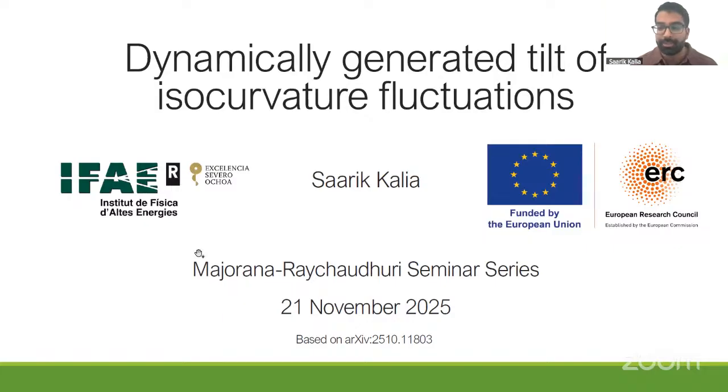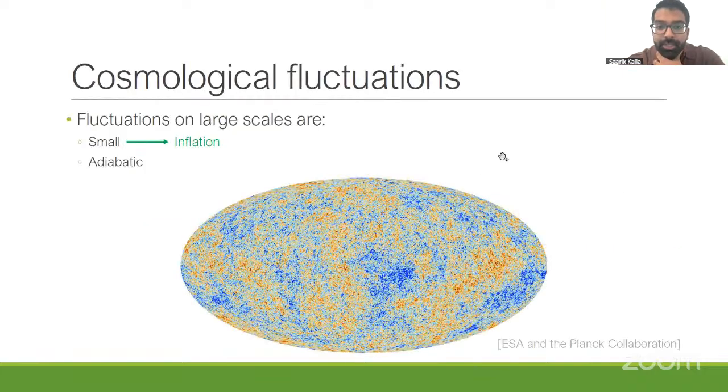And today I wanted to tell you guys about a recent paper that I put out describing a generic mechanism to produce blue tilted isocurvature through inflationary dynamics. So today's talk is going to be about cosmological fluctuations. I wanted to start off by reviewing what we know about cosmological fluctuations and why it's interesting to think about them.